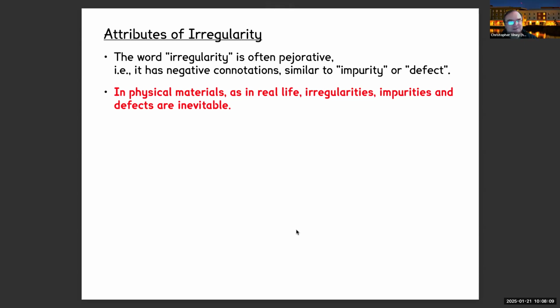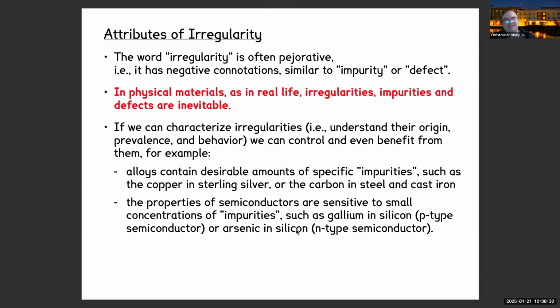For one thing, you're stuck with them, because in physical materials, as well as in real life, irregularities, impurities, and defects are inevitable. There is no such thing as perfection on earth in real life. Be kind, all right? If we can characterize the irregularities, we're stuck with them, so we may as well try to understand them. Let's study them and see what we can learn. Understand their origin, their prevalence. How many are there? How common are they? How uncommon? How do they behave? What are their characteristics? If we can understand all that, then we can start to control them and then perhaps even benefit from them.